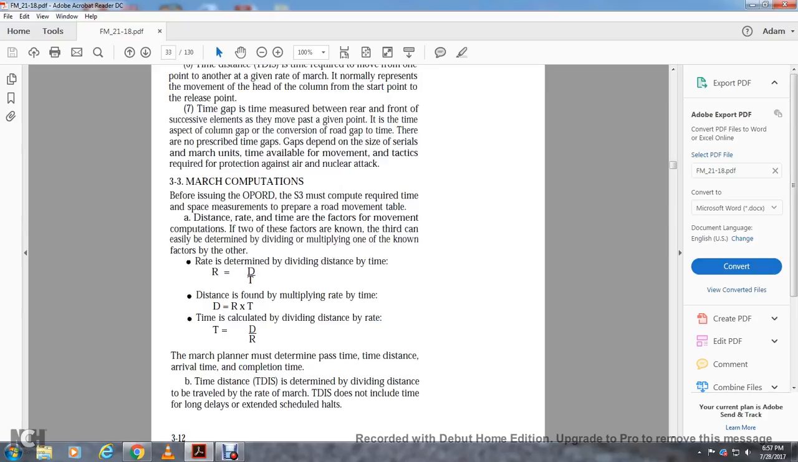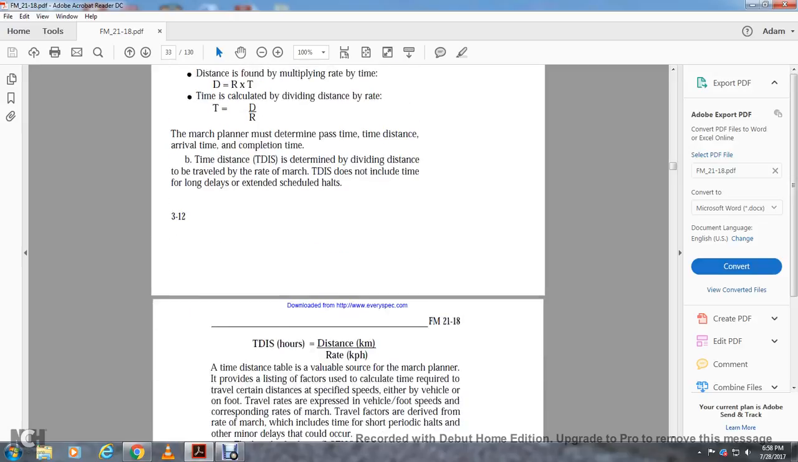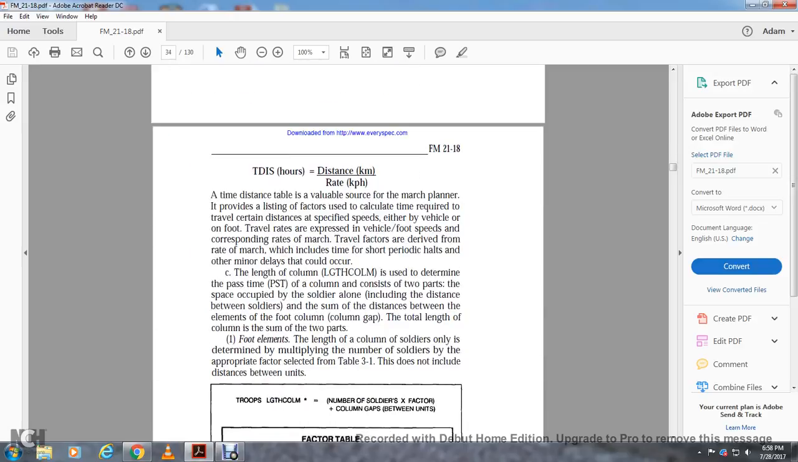The time distance, or TDIS, is determined by dividing the distance of travel by the rate of the march. The time distance does not include the time for long delays and extended scheduled halts. The time distance in hours is equal to the distance in kilometers divided by the rate. The time distance is a valuable source for the march plan, because it provides a factor to calculate the time required for traveling at a certain speed.